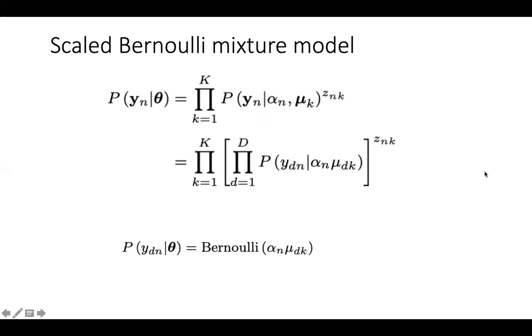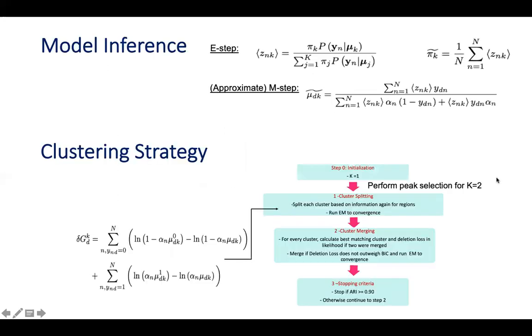Here, the introduction of this alpha complicates the expectation maximization updates, which are commonly used for model inference for standard Bernoulli mixture models. We provide here an approximate M-step update, which is efficient and works quite well in practice for many applications we have used.